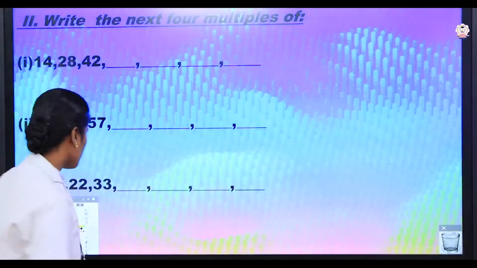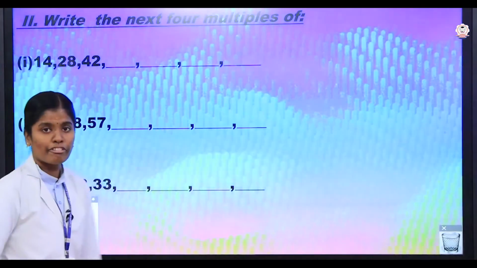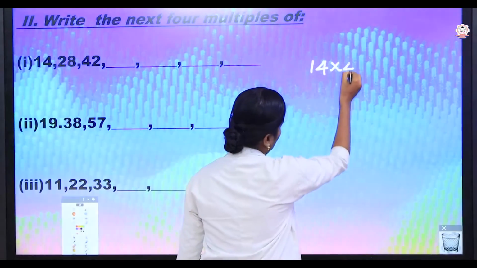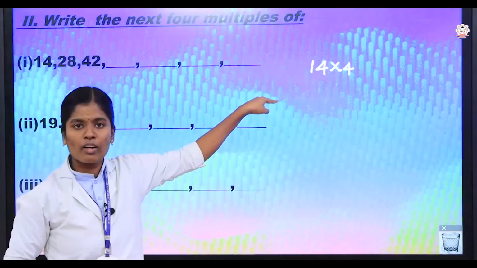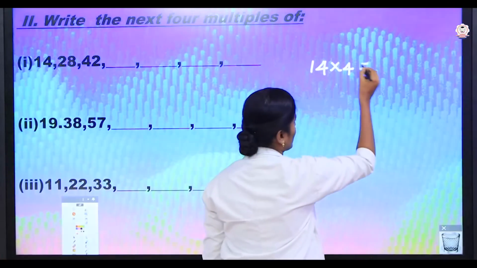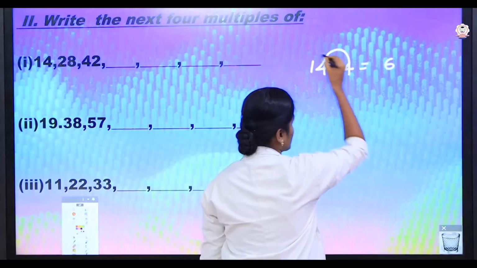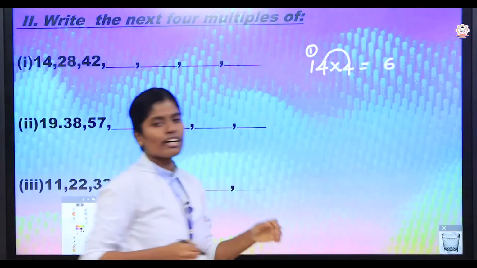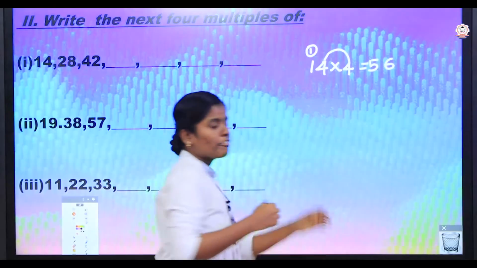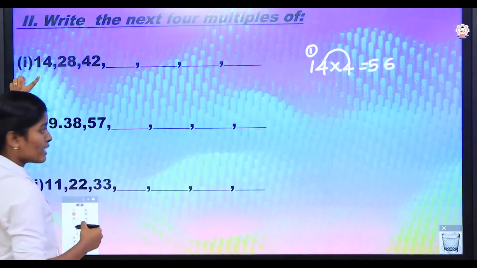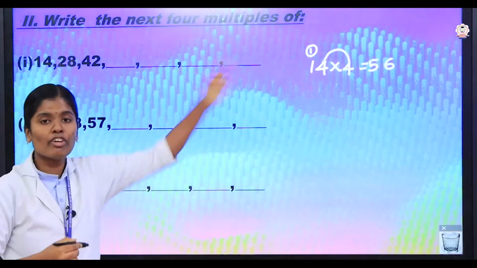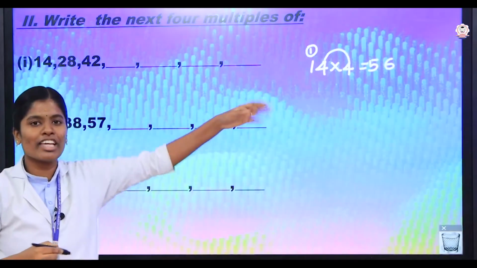Take 14 fours are. 4 fours are 16. Write 6, carry 1. 4 ones are 4 plus 1, the answer is 5. So, the answer is 56. 14 ones are 14, 14 twos are 28, 14 threes are 42 and 14 fours are 56.